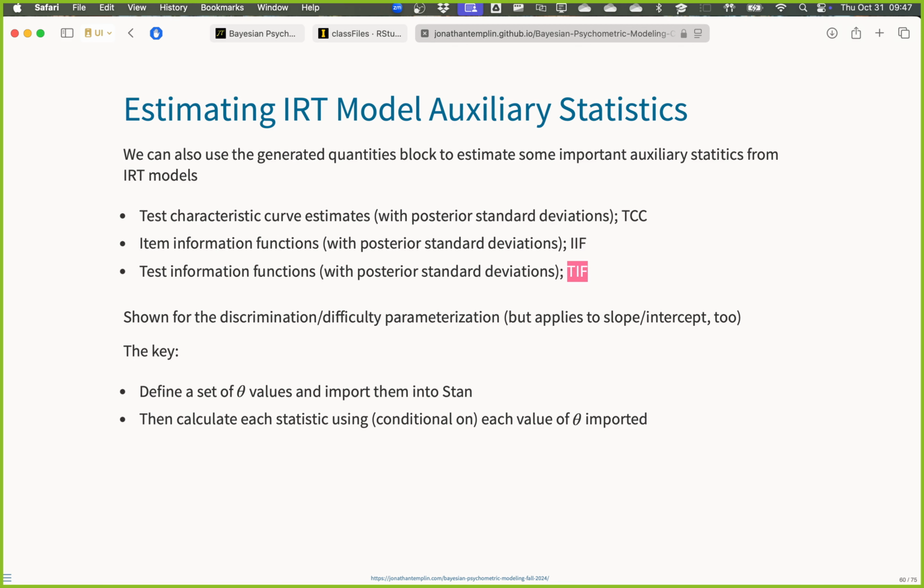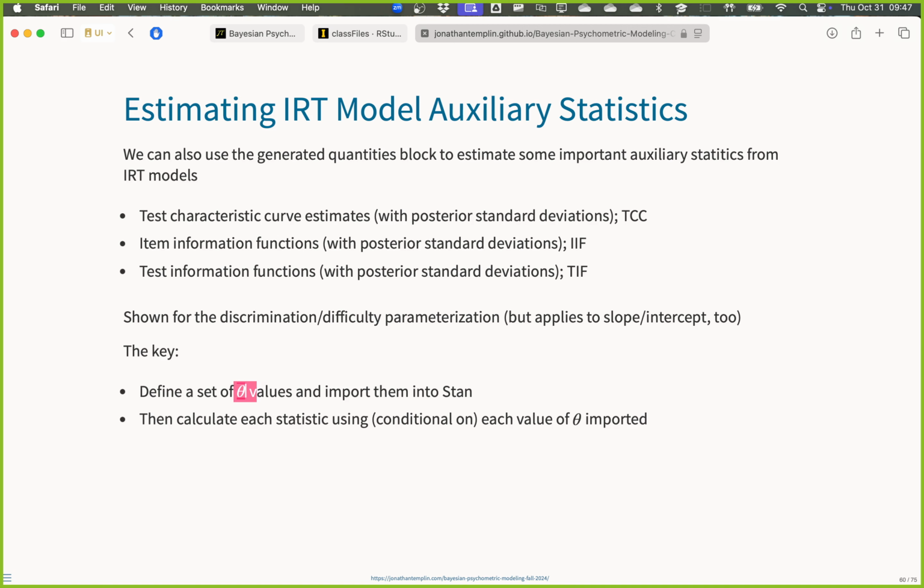So I'm going to show this for the discrimination and difficulty parameterization. But as you know, if we're just changing parameters around, we can calculate these with any type of parameterization, slope-intercept, or discrimination difficulty. And the key is this. I'm going to import a few values of theta into Stan, and then for each value of theta, calculate the TCC, IIF, and TIF, test characteristic curve, item information function, and test information function, in Stan using that generated quantities block.